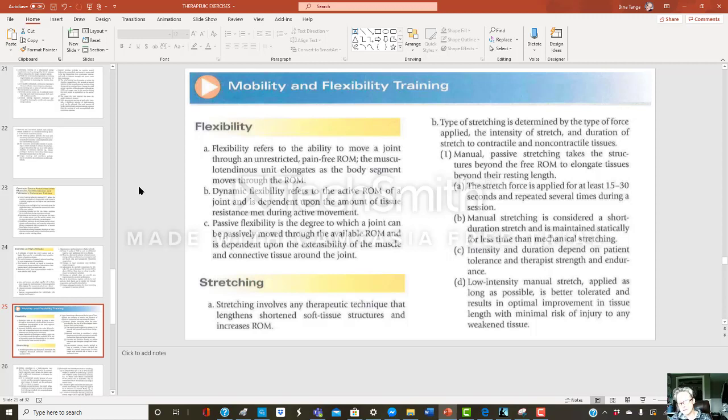Intensity and duration depend on patient tolerance and therapist strength and endurance. Low intensity manual stretch, applied as long as possible, is better tolerated and results in optimal improvement in tissue length with minimal risk of injury to any weakened tissue.